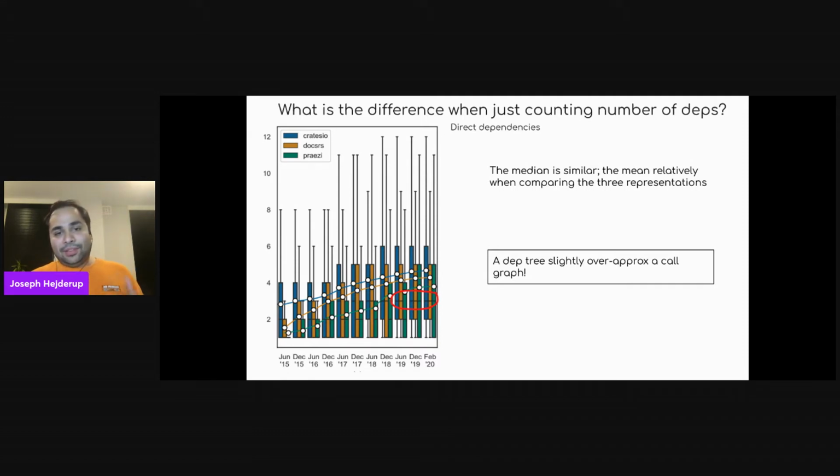And that basically shows that, well, maybe when you're analyzing, let's say, direct dependencies, there might not be a major gain by using static analysis, for example.